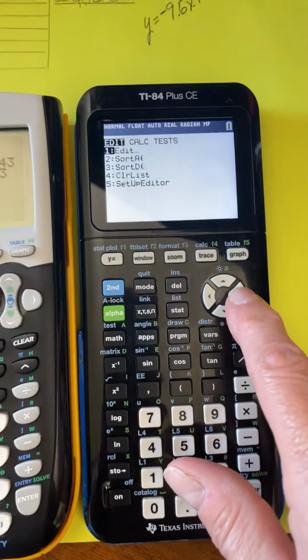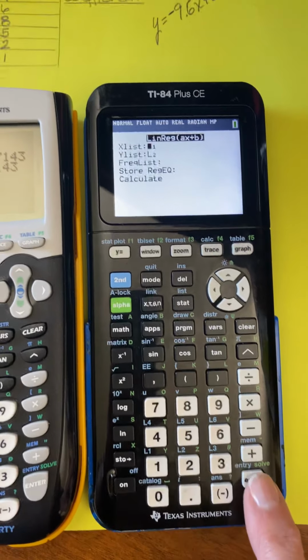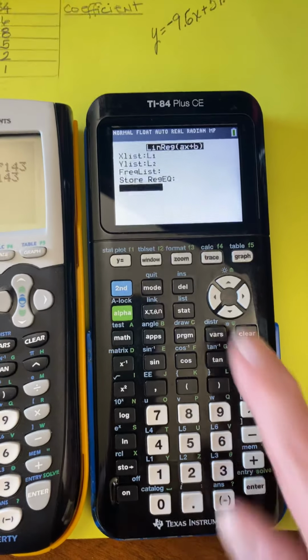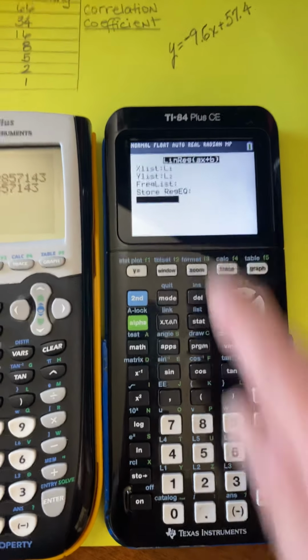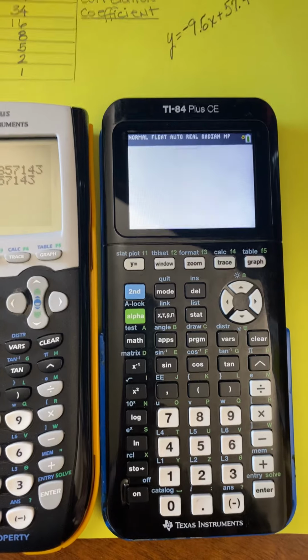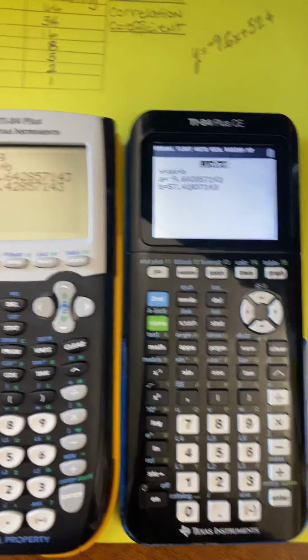Same thing would be true here. Stat Calc 4, just a few more times that you have to enter. L1 and L2 are already here. And then we go ahead and we also have the equation here.